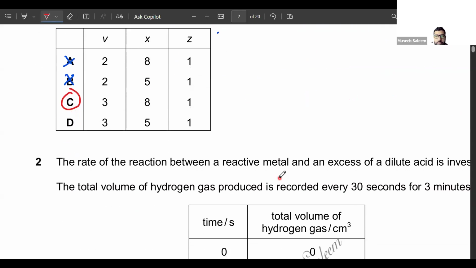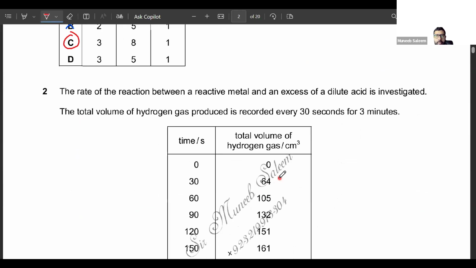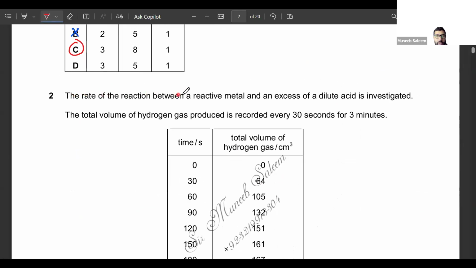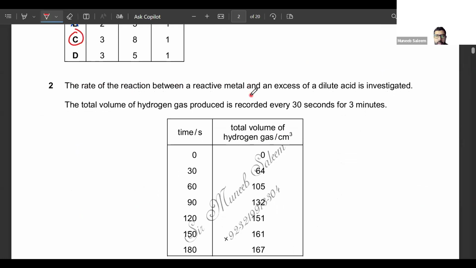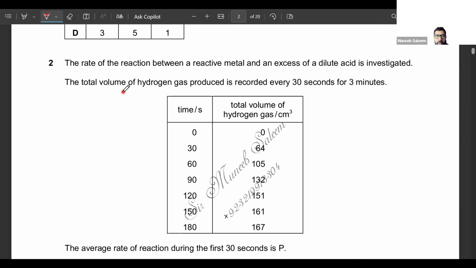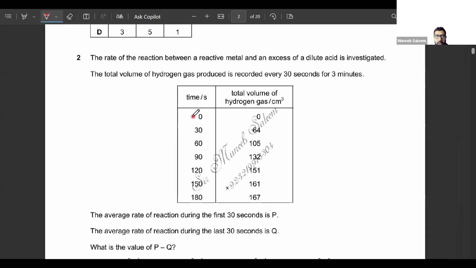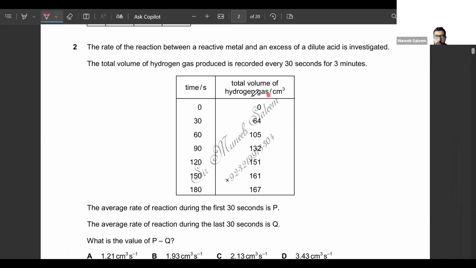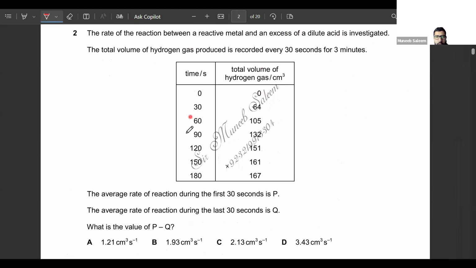Now question number 2. The rate of the reaction between a reactive metal and excess of the dilute acid is investigated. We have this table provided in which the amount of the hydrogen gas liberated by the reaction between the metal and the acid is investigated. And we have the values for different intervals. They are asking us to find the value for P minus Q. And P is the rate for the first 30 seconds, Q is the rate for the last 30 seconds.